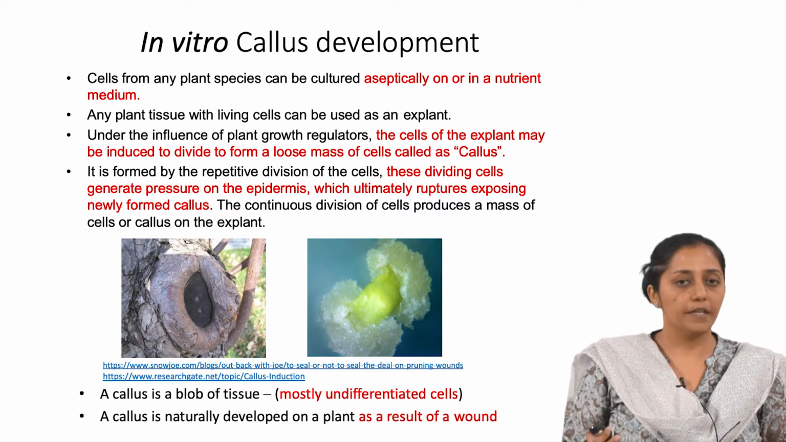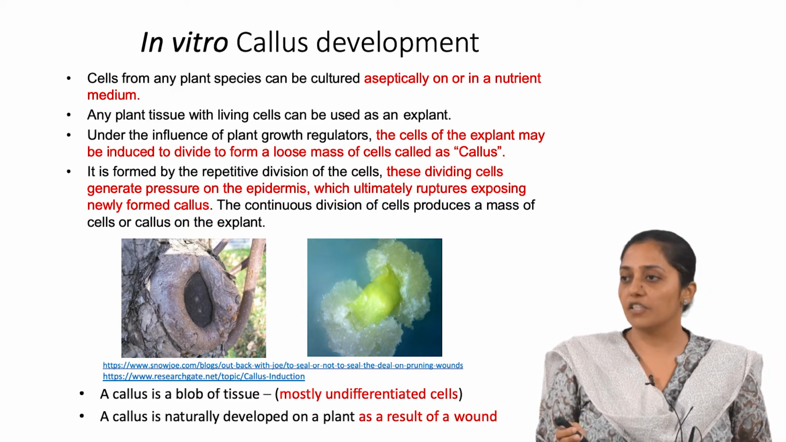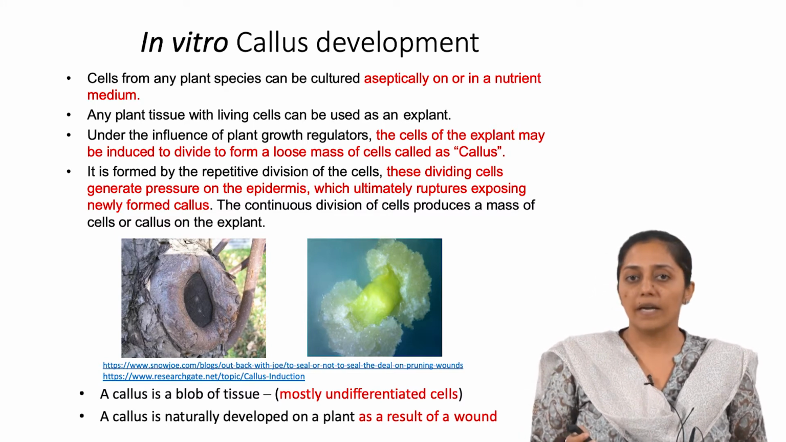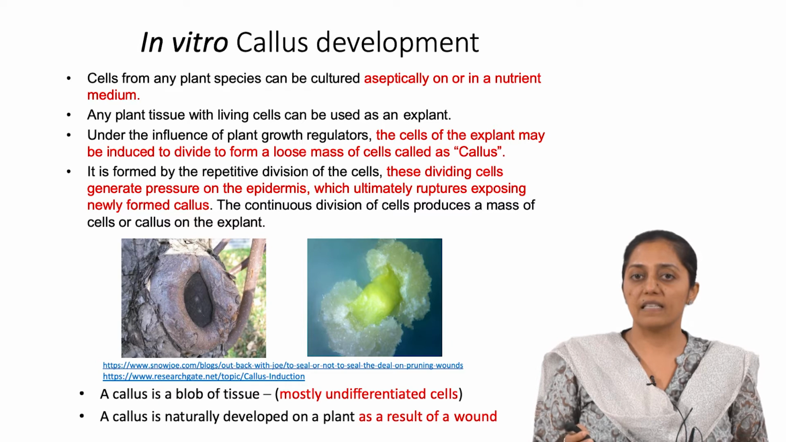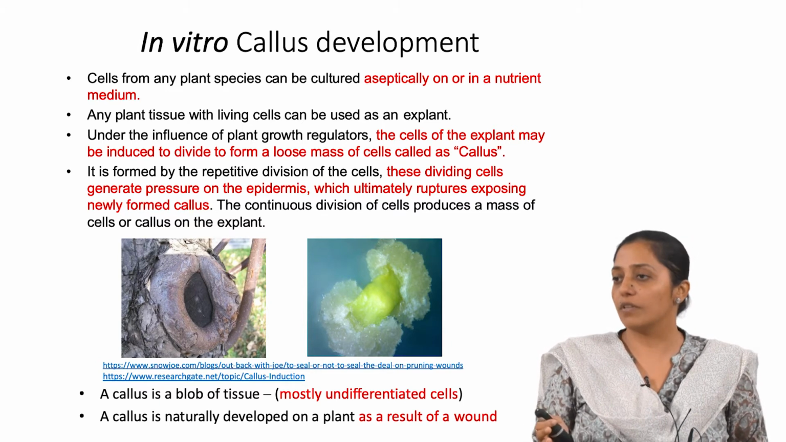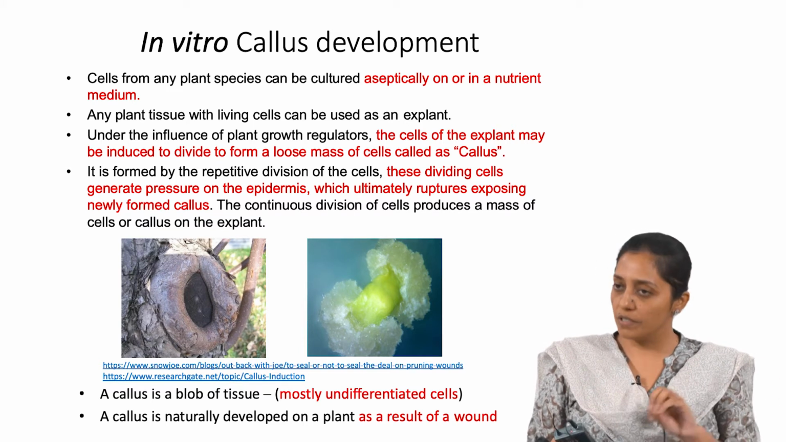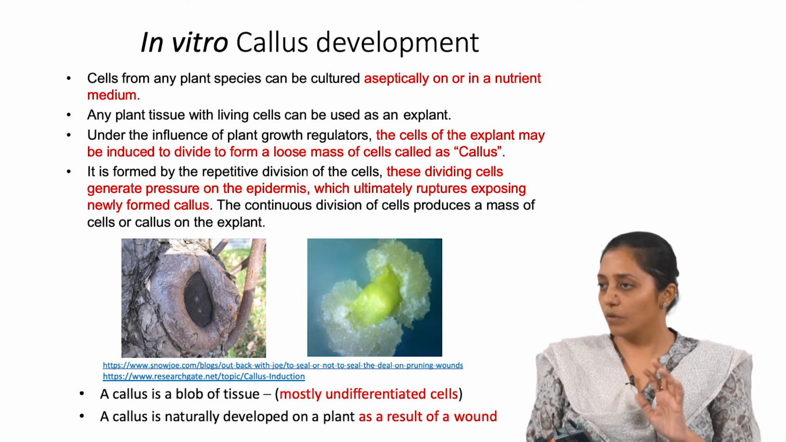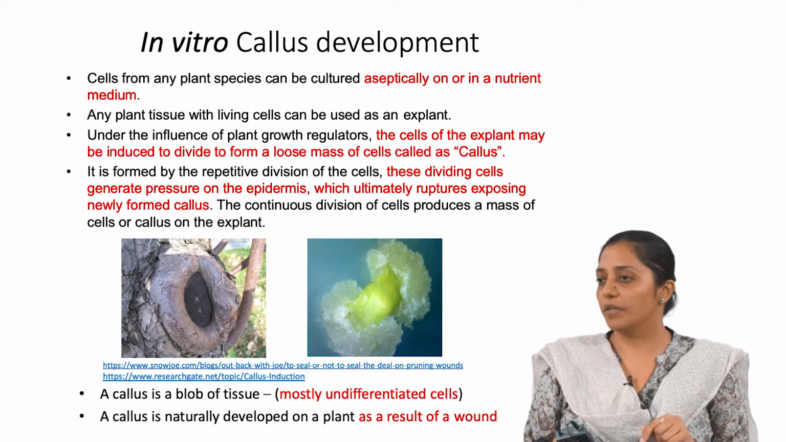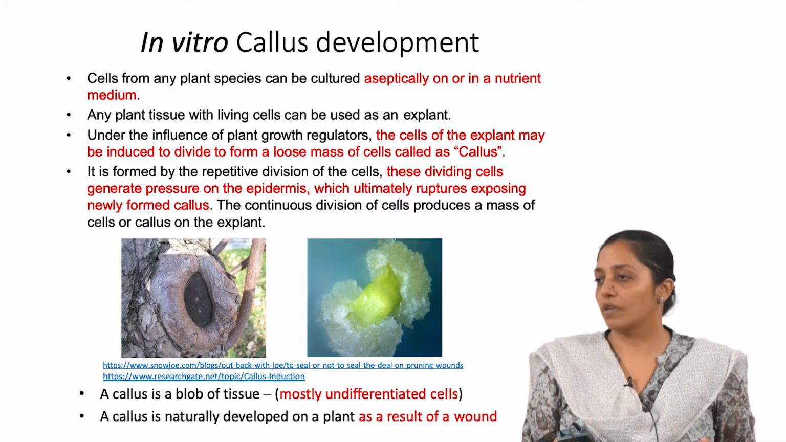So how is it induced in vitro? The cells from any plant species can be cultured aseptically in a nutrient medium. Any plant part tissue with living cells can be used as an explant, as I said. Then, under the influence of plant growth regulators, generally when we say plant hormones, they are endogenously produced plant growth compounds or regulators. But if they are synthetically produced or exogenously provided, then we call them growth regulators.